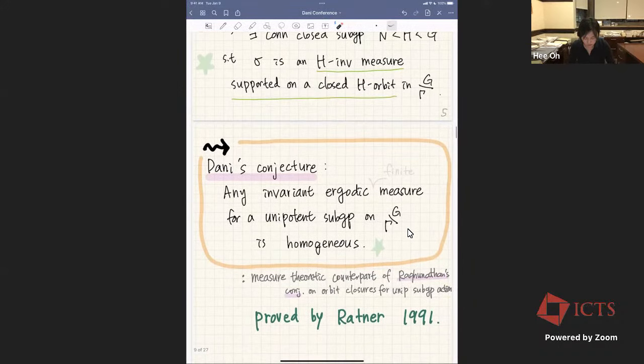This conjecture was a measure-theoretic counterpart of Raghunathan's conjecture on orbit closures for unipotent subgroup actions. And of course, Dani's conjecture and Raghunathan's conjecture played tremendously important roles in the development of homogeneous dynamics. And as we all know, these two conjectures were proved in full generality by Marina Ratner in 1991.